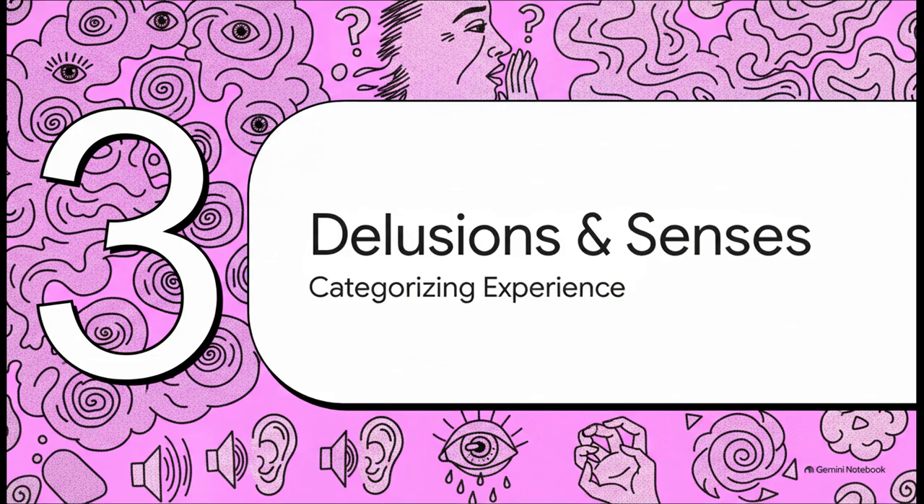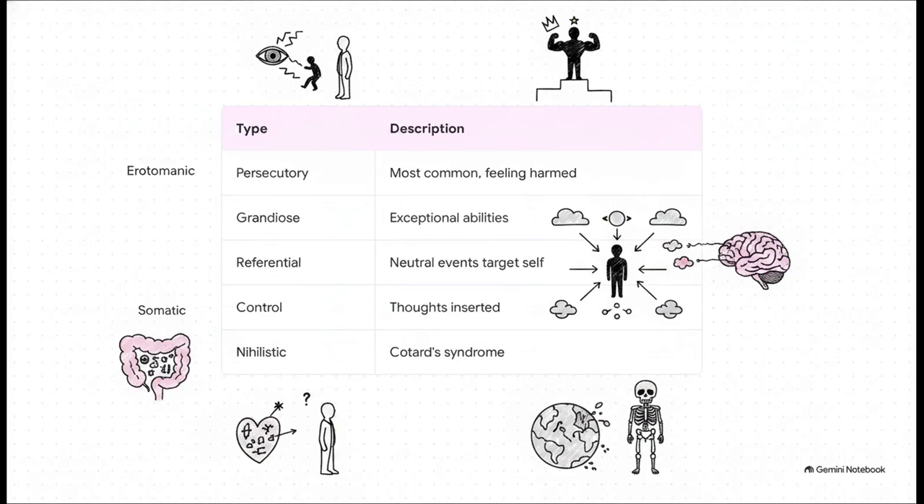Section 3. Delusions and hallucinations. Categorizing the experience. Let's focus on delusions for a second. These are fixed, false beliefs that completely resist all reason, and they can take a lot of thematic forms. Persecutory is the most common, that intense belief that one is being harmed or harassed.